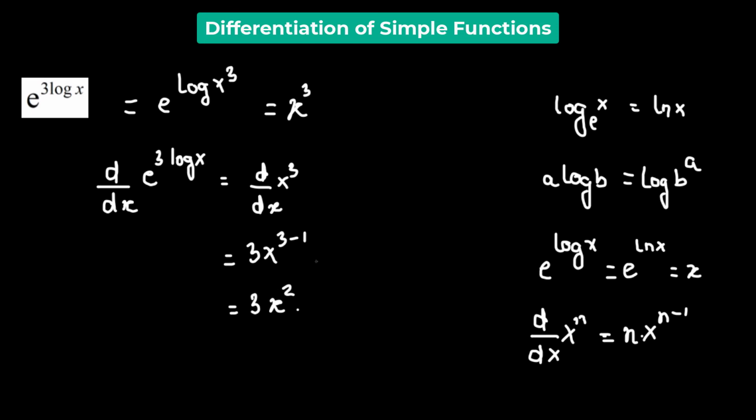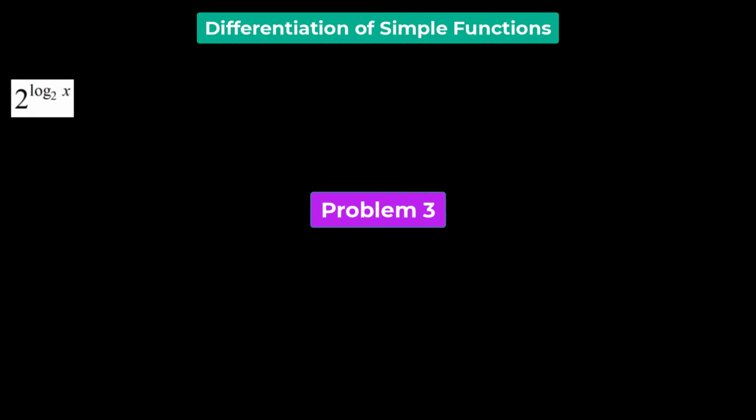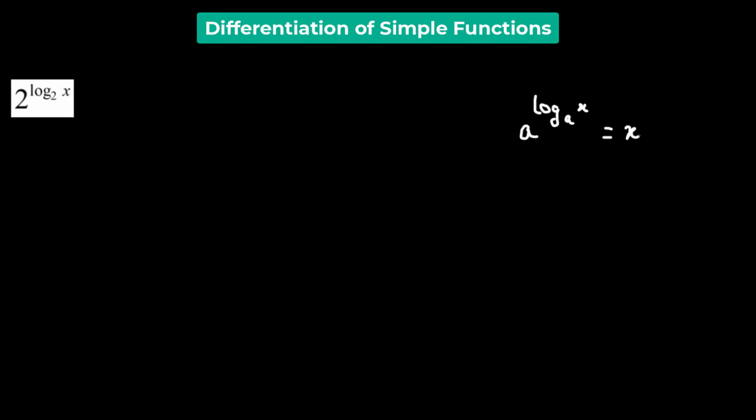Let us do another problem. So here we have another function, 2 raised to the power of log of x with base 2. The property of logarithm also states that if we have a constant a raised to the power of the log of x to the base a, then this is simply equal to x. So this is a property. Using this property, our a here is equivalent to 2, so this entire function can be reduced to x.